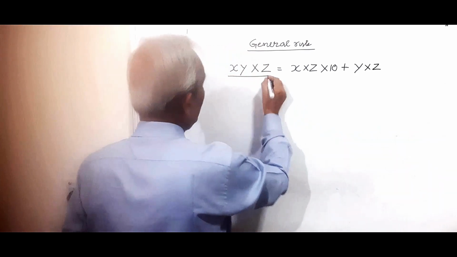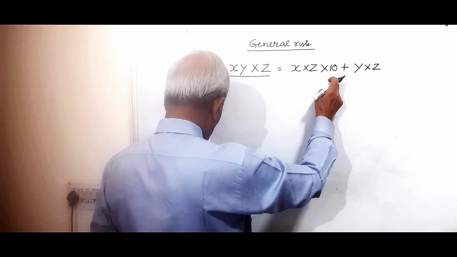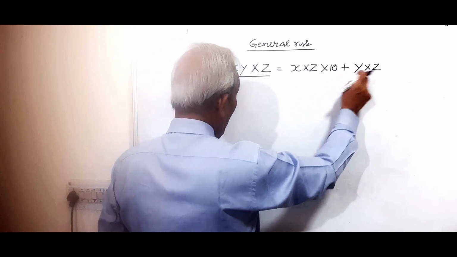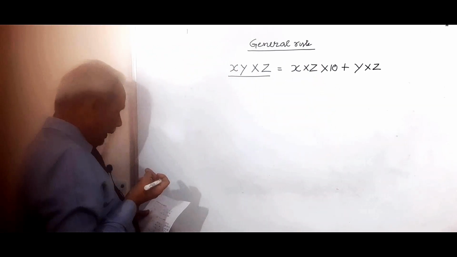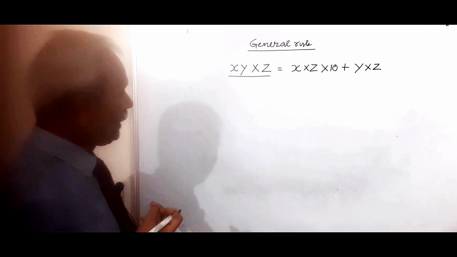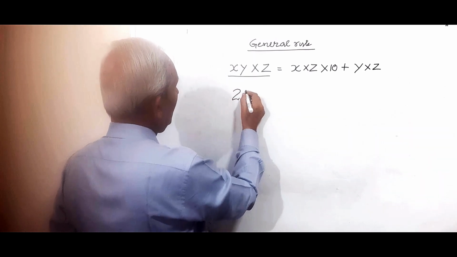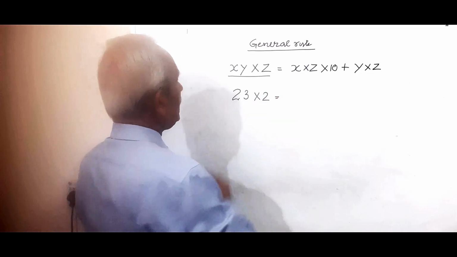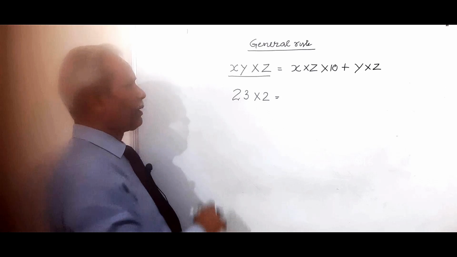X, y into z is equal to x into z into 10 plus y into z. Now let me take an example so that you can understand it. 23 into 2. Now this is a simple thing, but how the general formula is being applied here, let us see.